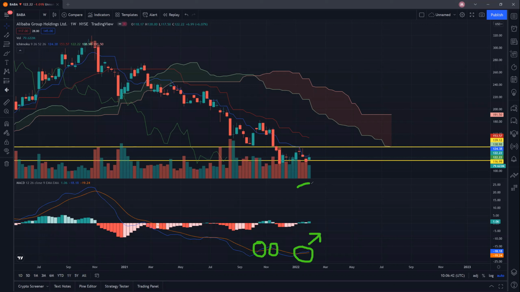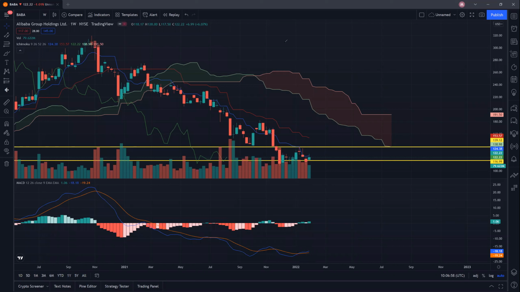The volume, however, needs to be a lot higher, because if the volume is too low, then it's probably just a sideways movement or even more downtrend. If buyers return, then we can potentially see more upside.